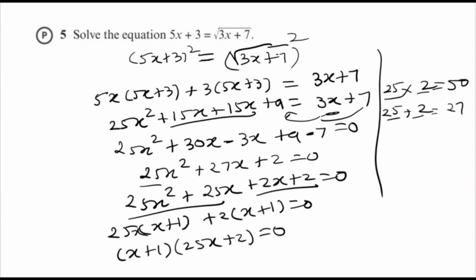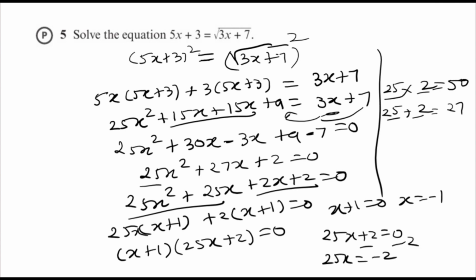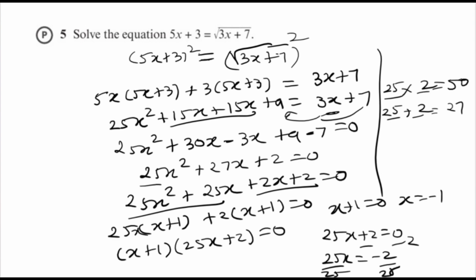Now each factor equal to 0. So x plus 1 equal to 0, so x will be minus 1. And 25x plus 2 equal to 0. That will give me minus 2 both sides first. So 25x is equal to minus 2. Divide by 25. So x will become minus 2 over 25. So our final two answers are x is equal to minus 1 and x is equal to minus 2 over 25. So when this type of question is there, we have to do a little bit more calculation.